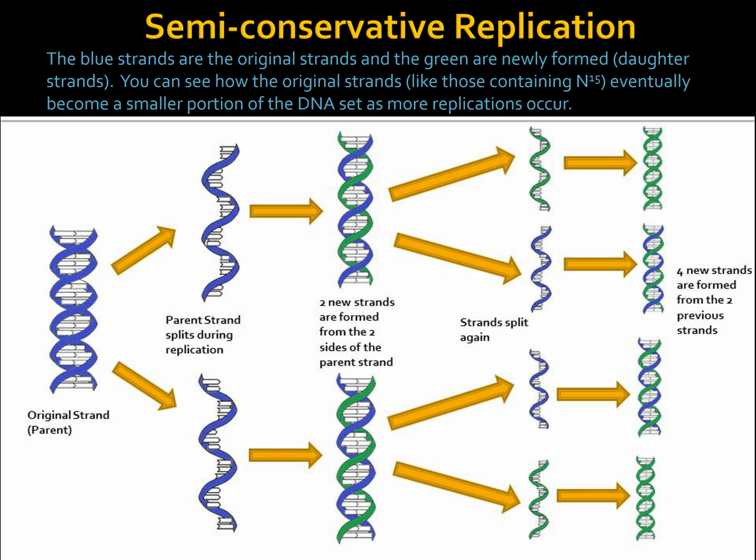The blue strands are the original strands, and the green are newly formed, which we call daughter strands, just like parent cells and daughter cells in mitosis. You can see how the original strands, like those containing the N15, eventually became a smaller portion of the DNA set as more and more replications occur. And again, I know this is a slightly difficult concept, but if you click on that link and watch the video, that should help as well.